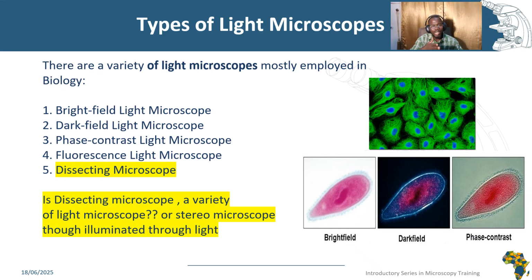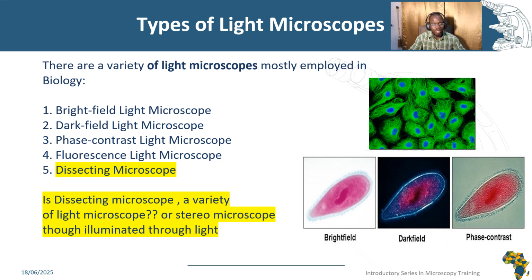So in all the four types of microscope, the light is transmitted from below onto the specimens. But in the dissecting microscope, the light travels down, hits the specimen, and bounces up to the objective lenses.